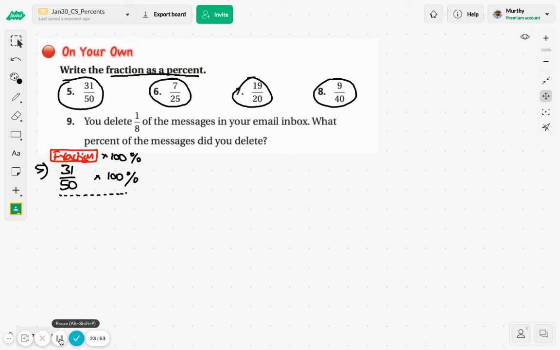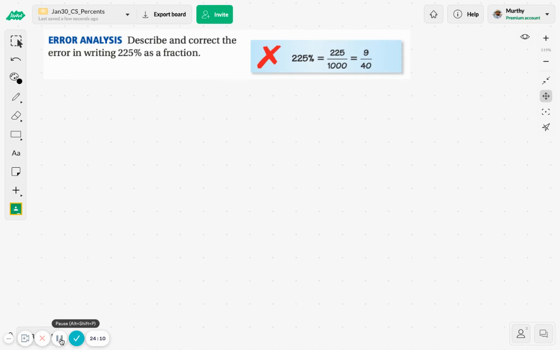I'm not going to continue this one. I expect you to continue, and the rest of the questions also. I want you to try on your own. So let's quickly jump to the next page.